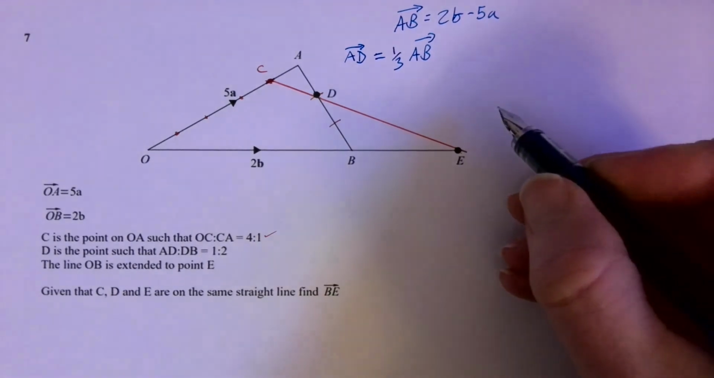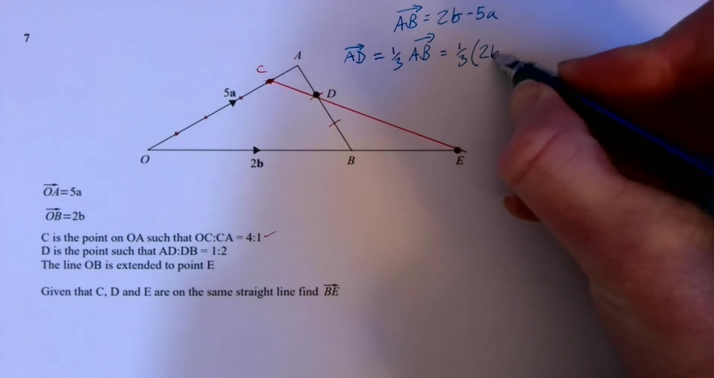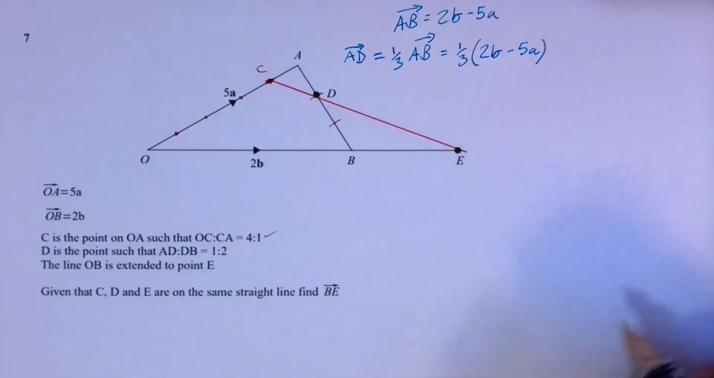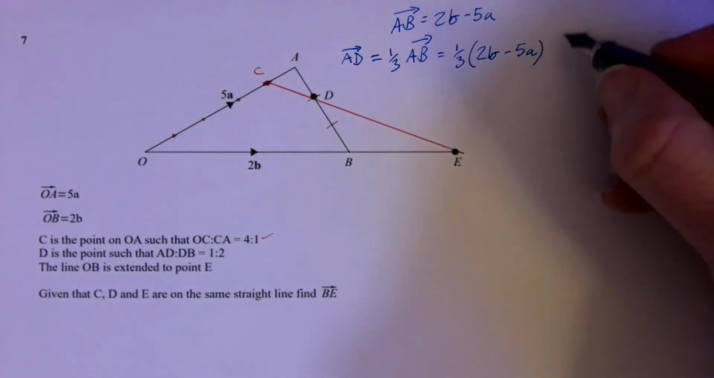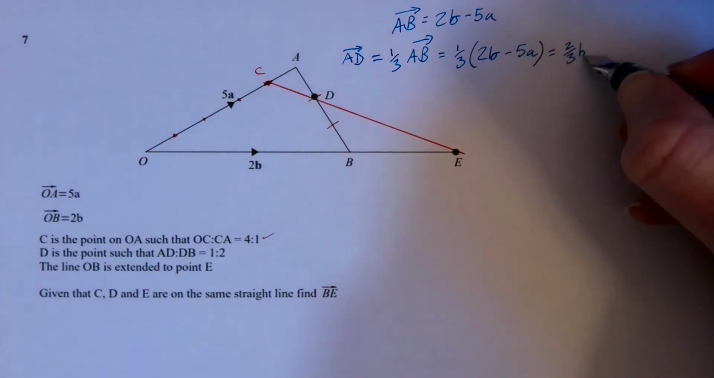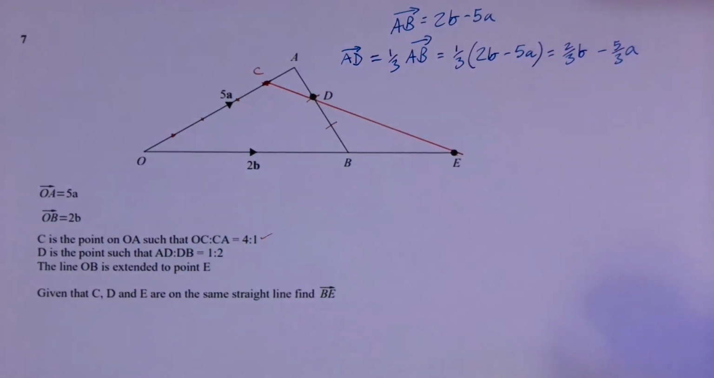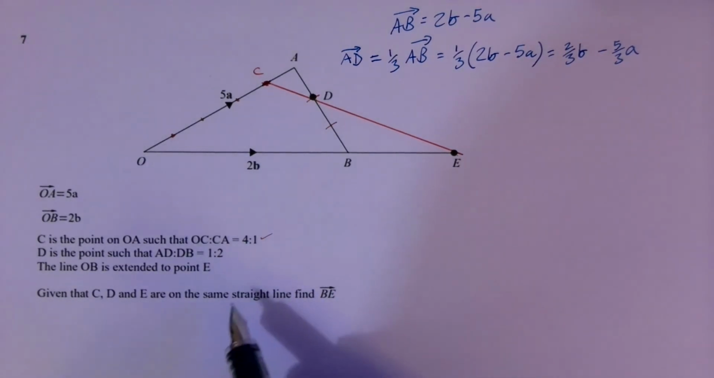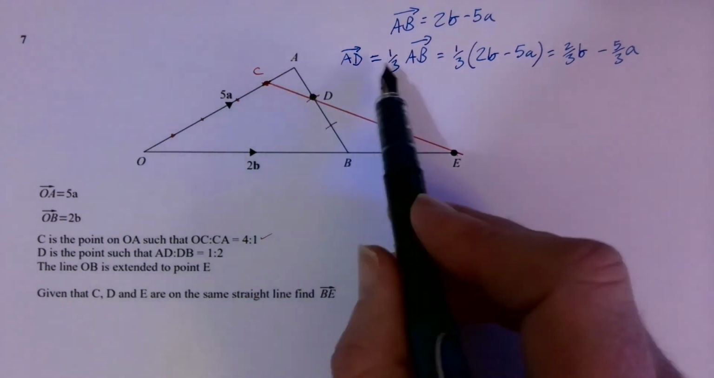So that means that A to D is going to be 1/3 of that, which looks a bit confusing. And so we must always be ready to expand our brackets as well. So timesing by 1/3 means 2/3, and 5 times 1/3 is 5/3. So you don't have to work out what 5/3 is, you just write it as a fraction. Makes everything simpler. So that's AD.